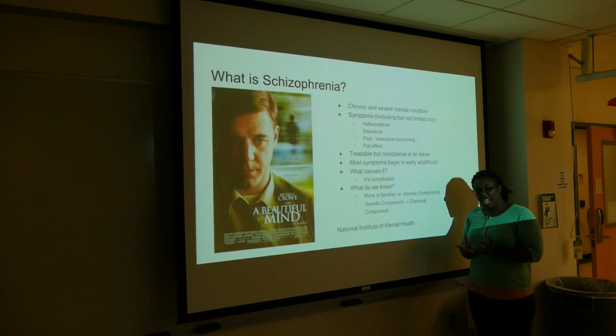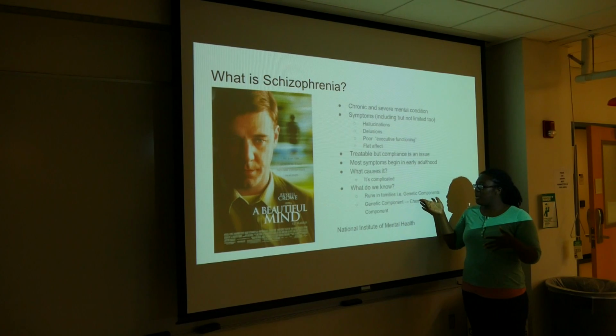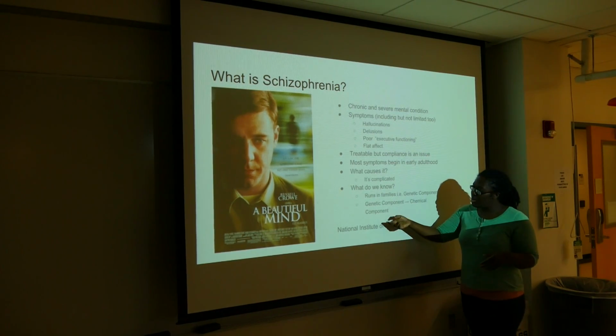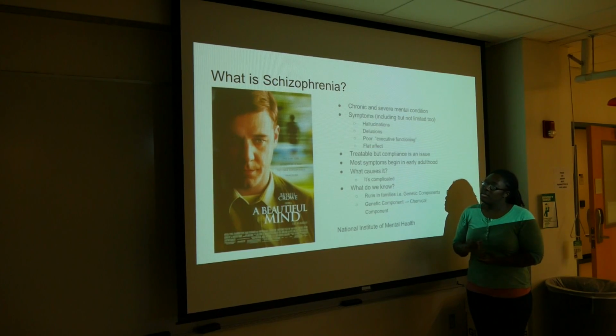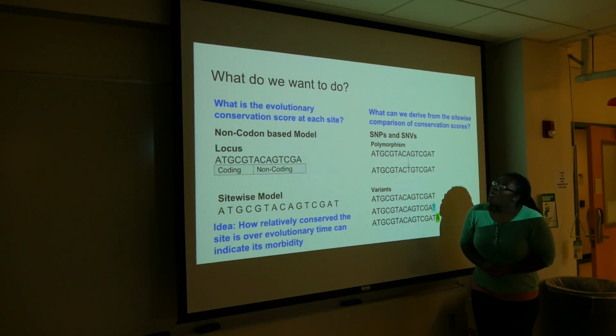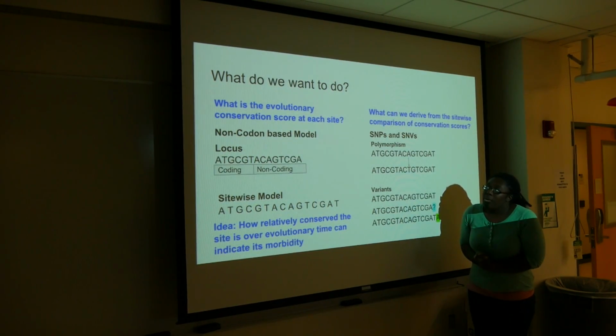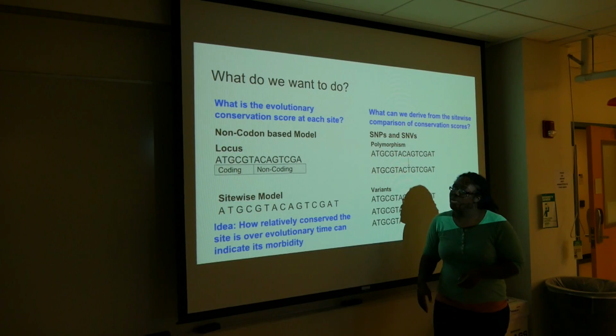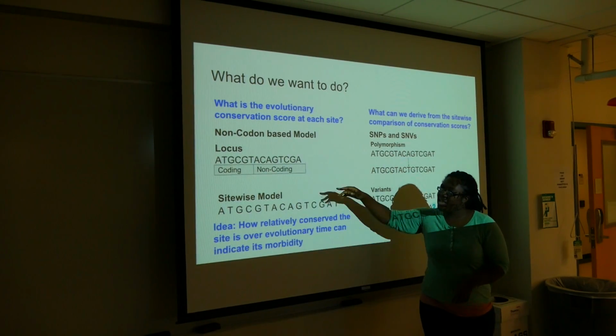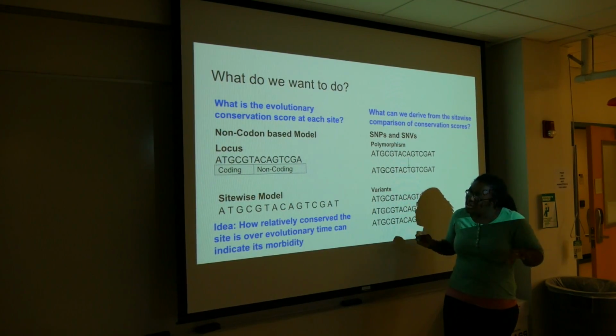So what causes it? It's complicated, but what we know is that it runs in families, so there's a genetic component. And what we want to know is whether that genetic component is attached to any chemical components. So what I want to do with the evolutionary approach is go with a non-codon based model. In a codon based model, we look at coding and non-coding, and we're just kind of like, that's important, that stuff that we don't know about isn't.